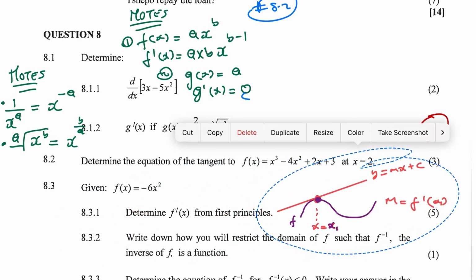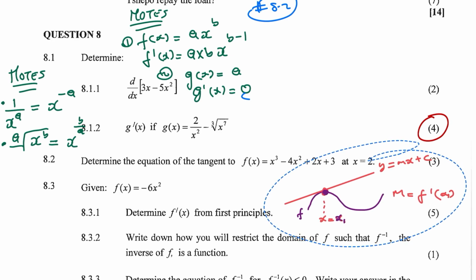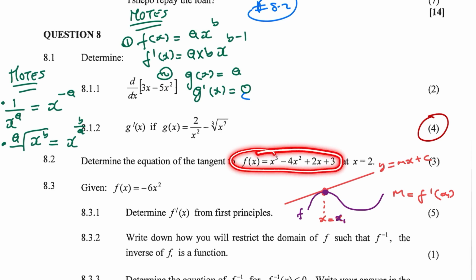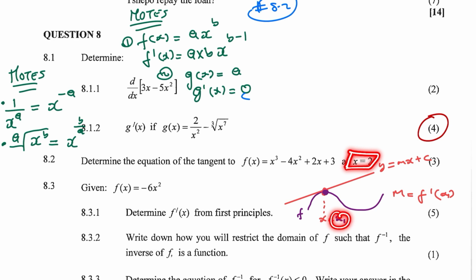Perfect. So, if you look at the question that we have here so far, they say, determine the equation of a tangent. So, they want you to find the equation of the tangent to f of x, given this cubic function, when x is equal to 2. So in our case, the x1 is equal to 2. So we are told this is equal to 2. So the gradient is the first derivative at x1, in this case x is 2. Make sense?